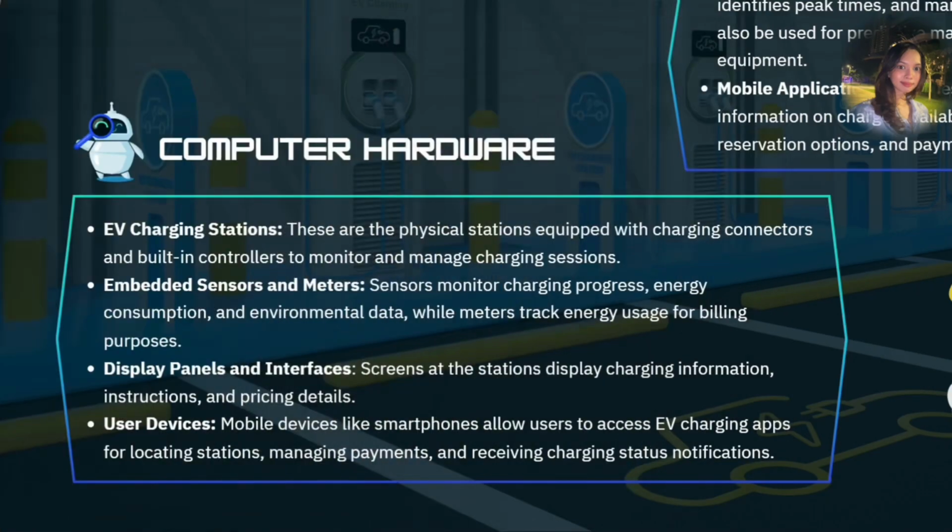In EV charging, computer hardware used are EV charging stations, which are physical stations equipped with charging connectors and built-in controllers to monitor and manage charging sessions. Next is embedded sensors and meters. Sensors monitor the charging process, energy consumption, and environmental data, while meters track energy usage for billing purposes.